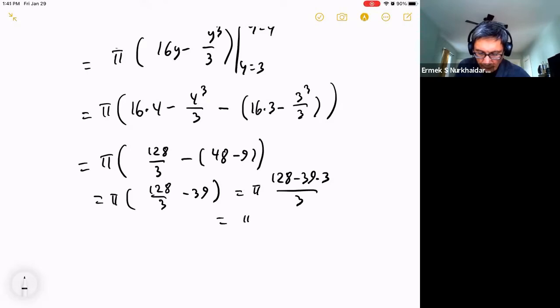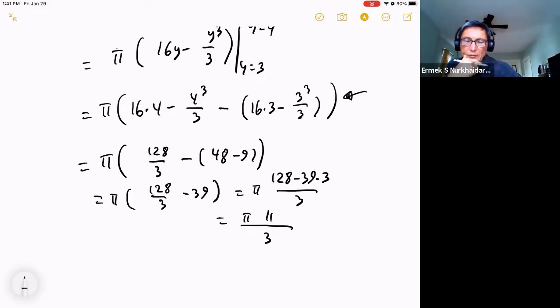Pi over 3. I want to say 11 pi over 3, but I might have made a mistake because when you get here, it just doesn't work to do the calculation by hand. Just grab a calculator or something like that. So at least I get 11 pi over 3. I might have made a mistake.